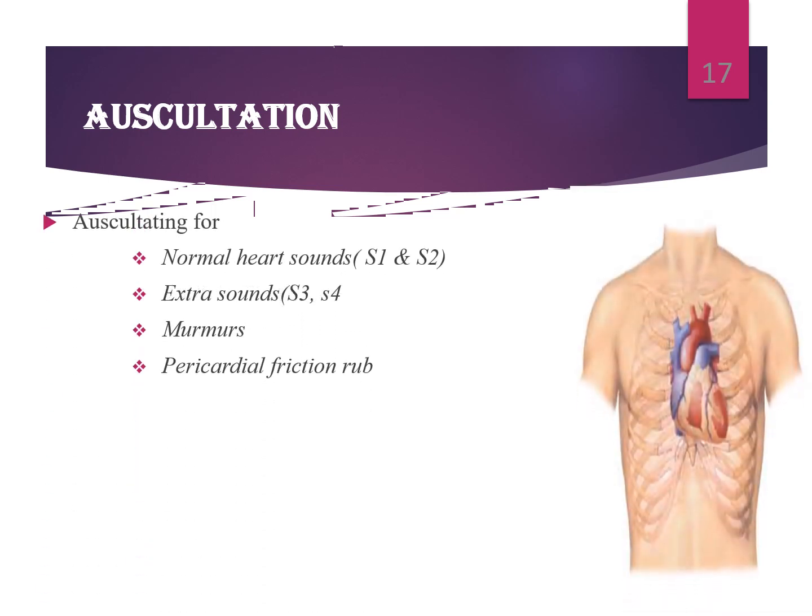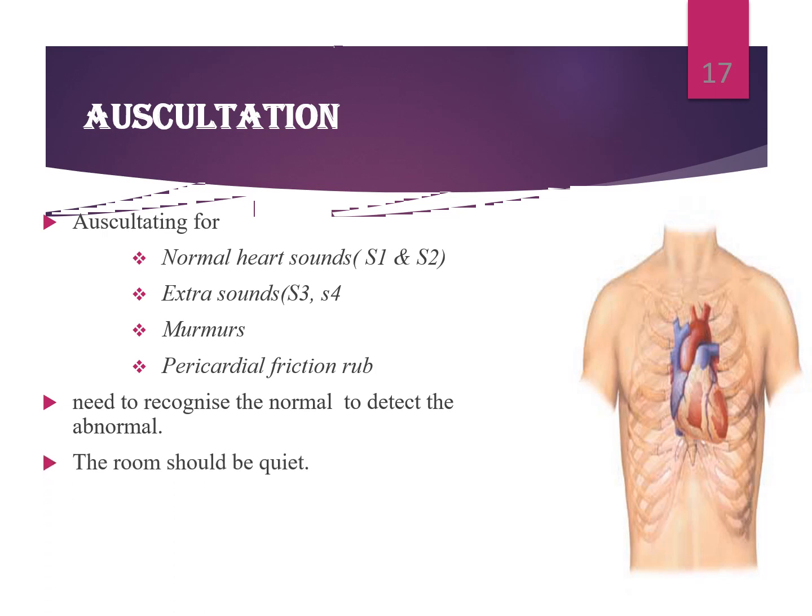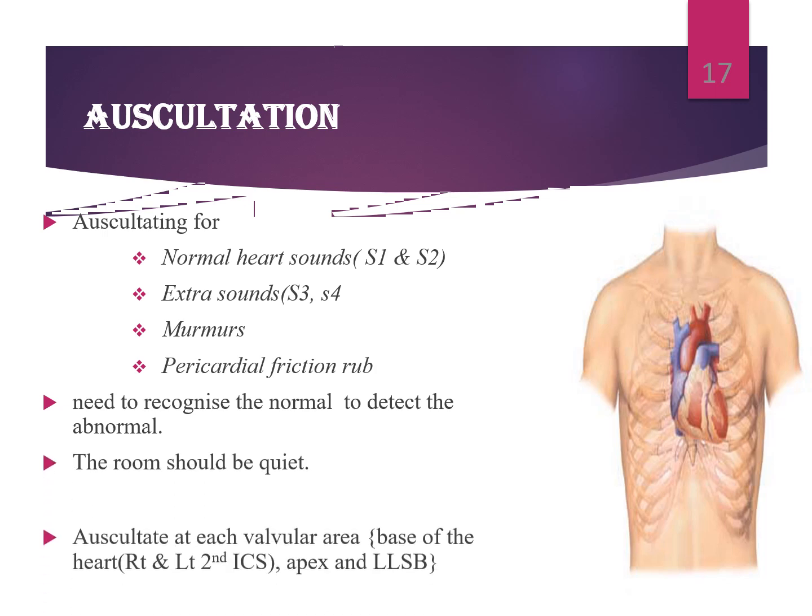When we come to the auscultation part of the cardiovascular system examination, we auscultate for the normal heart sounds S1 and S2, and also for any extra sounds such as S3 and S4, and for any possible murmurs. Pericardial friction rub should also be checked. We need to recognize the normal to detect the abnormal, and the room should be quiet.